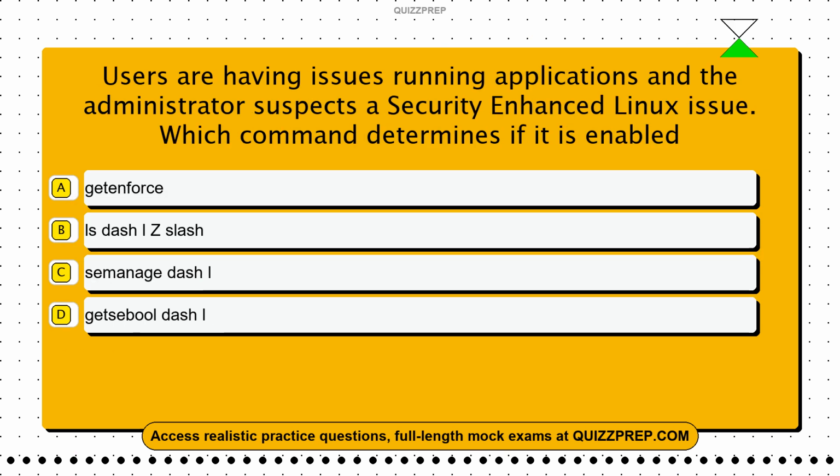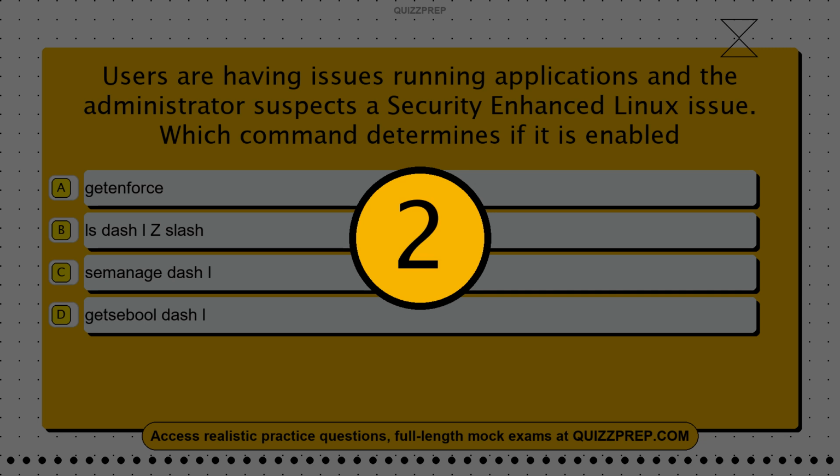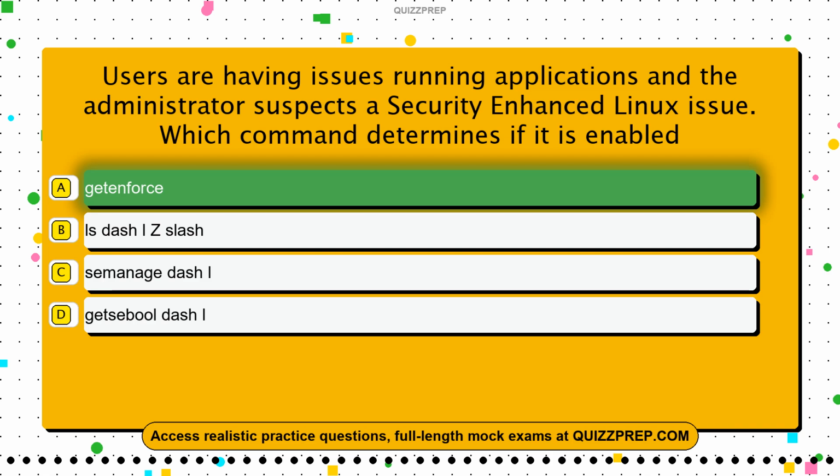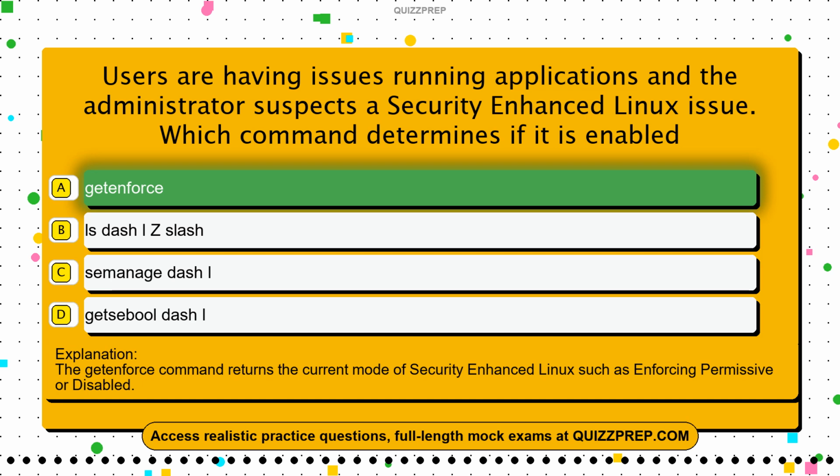Question 108. Users are having issues running applications and the administrator suspects a security-enhanced Linux issue. Which command determines if it is enabled? Option A. getenforce. Option B. ls -lZ /. Option C. semanage -l. Option D. getsebool -l. The correct answer is option A. getenforce. The getenforce command returns the current mode of security-enhanced Linux, such as enforcing, permissive or disabled.